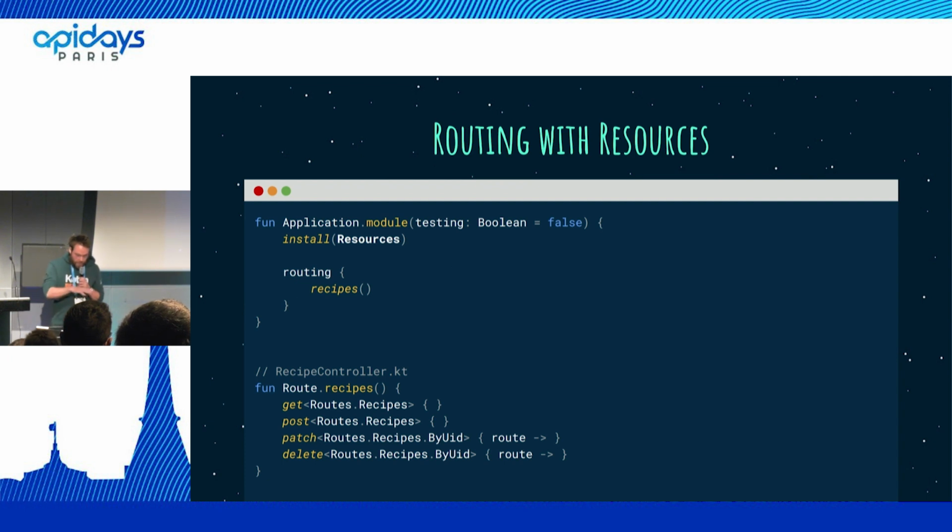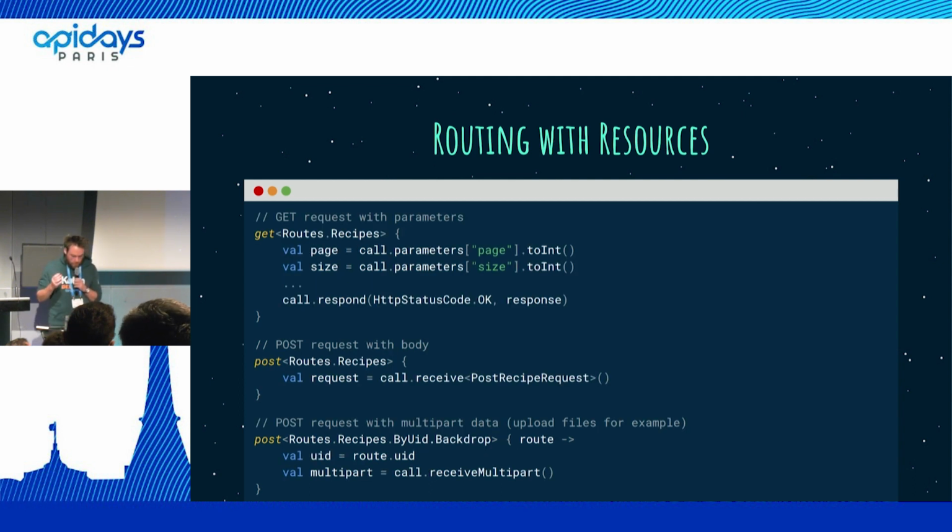And in your main application module, I'm going to install the resources and define our routing lambda. Here in my routing lambda, I'm going to define all the routes I want, like get, post, patch, delete, and so on. And everything will be typed. So if you pass, for example, an integer instead of a UID, you'll get an exception and an error.